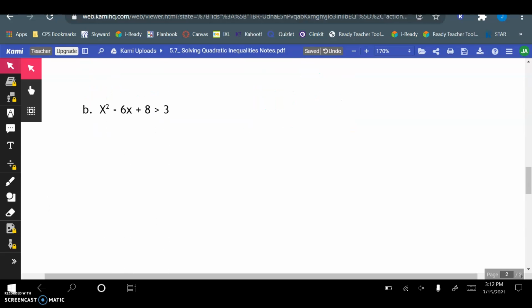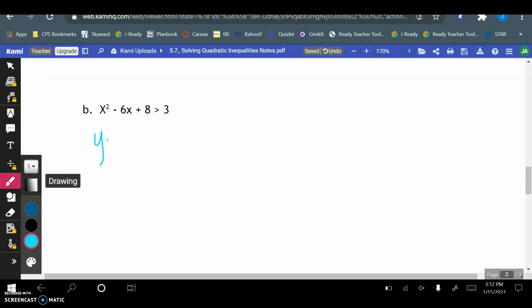All right, we're going to do the same thing here with this one. We're going to break it up. Our y1 is going to be x squared minus 6x plus 8, and our y2 is going to be 3.